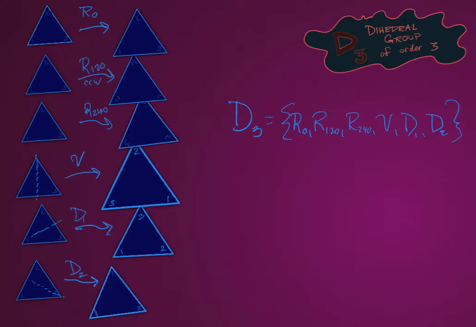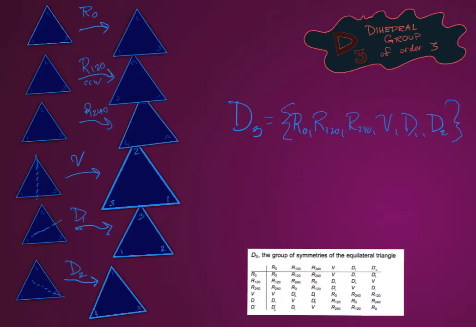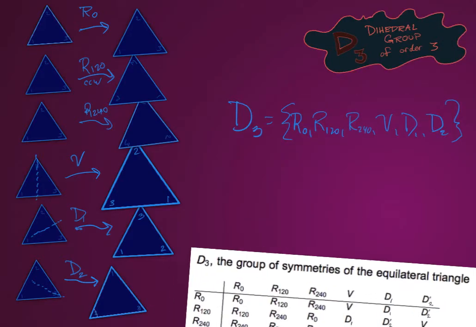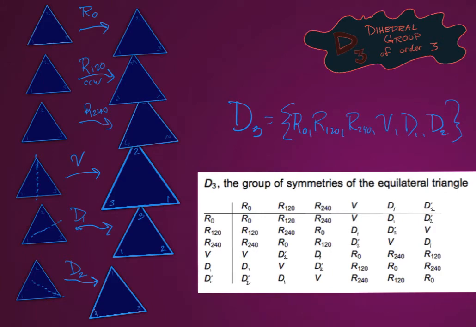Alright, so if we were to look at a Cayley table for this thing, meaning the operation table, we get this thing. So what this means is, if we take, let's say, R240, and then we compose it with, let's say, V, then we're going to get D2. And notice that it has closure. These are associative, and each of these is going to have an identity and an inverse.